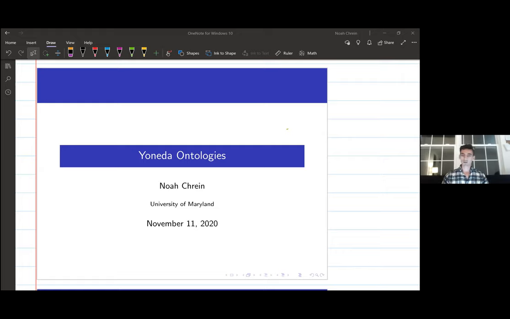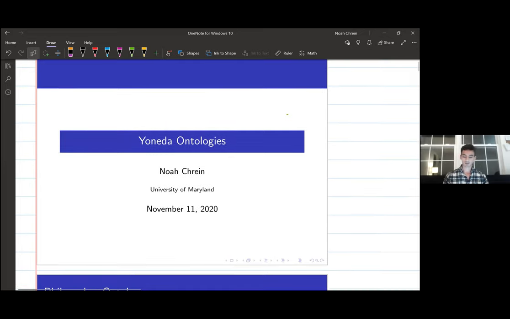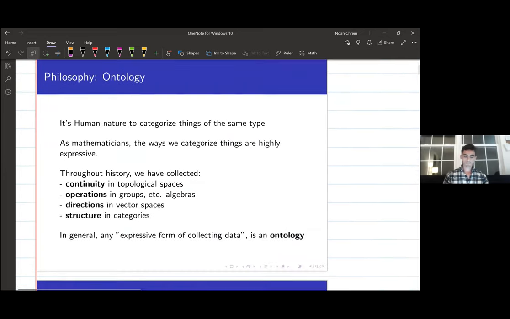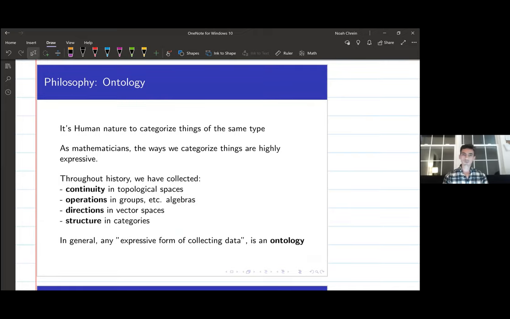So let me say a little bit more about what an ontology is, in my view. It's human nature to attempt to categorize things based on their type. Inherently, when we look at an apple and say it's an apple, we are collecting it in some giant category or set of apples, and saying it's part of that set. But really, an apple is not necessarily an element of the set of apples. It is the entirety of its complicated structure, all the little dimples it has or all the atoms it has, whatever you want to consider. So it's human nature to do this.